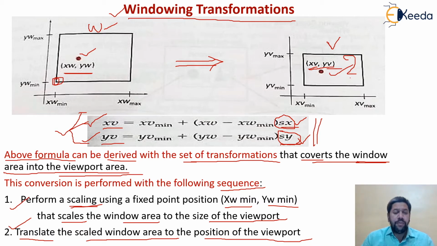Now, before we conclude the windowing transformation, I'm moving to the next slide so that you will understand in detail what is meant by the window and the viewport, and how exactly it is represented. To understand this in detail, I have the next diagram, which will clear your concept of windowing transformation, what a window is, what a viewport is, and how it is represented. So I'm moving to the next slide now.